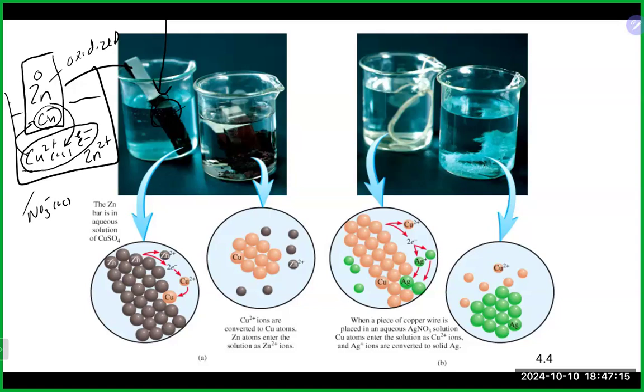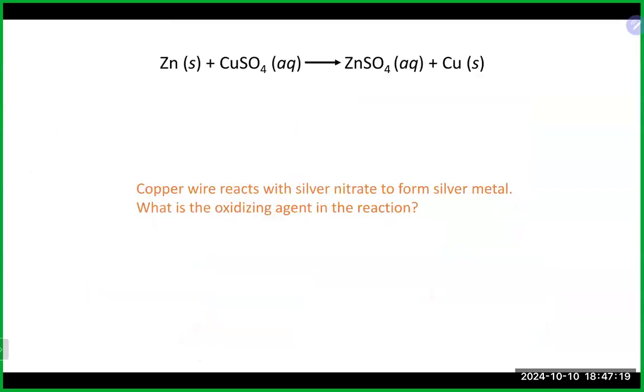So ions, if you're not sure, are always found in the solution part, floating around basically. And that's basically what we see here. This is the reaction that accounts for what we just saw here. This is really a single replacement reaction. And that is still a redox reaction.